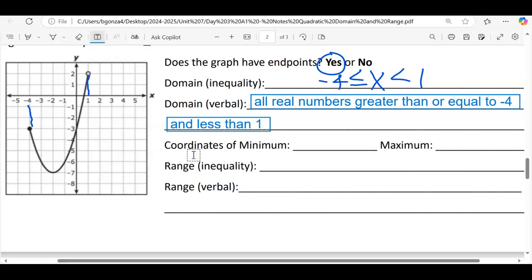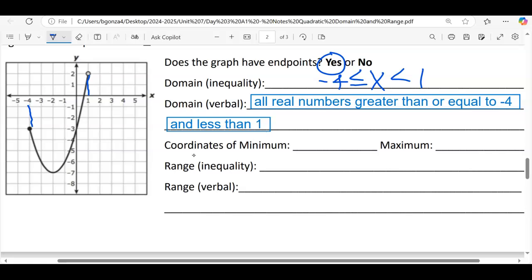All right. Now, before we do the range, they want us to find the coordinates of the minimum and the maximum. This is where it gets a little tricky. So I know this might be like, oh my gosh, too much. Lock in here, because this is where people mess up. How far down does this go? What is the lowest point? The lowest point is actually not the end point. Like this right here is not the lowest point.